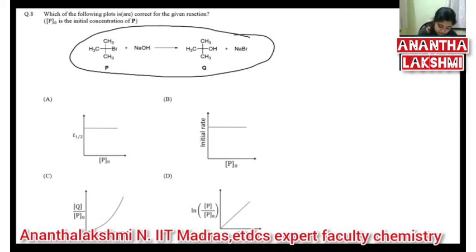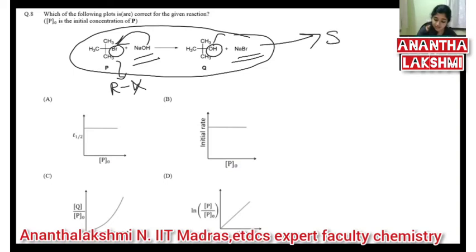This is an alkyl halide, some RX, reacting with a base, and this is basically a nucleophilic substitution reaction where OH is the nucleophile. It substitutes the halogen, which is bromine. So this bromine leaves as NaBr and OH is here. So basically Br is replaced by OH. So definitely we should understand that this is an SN1 reaction.